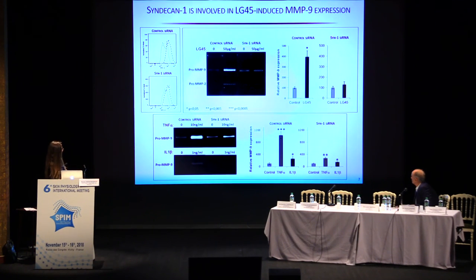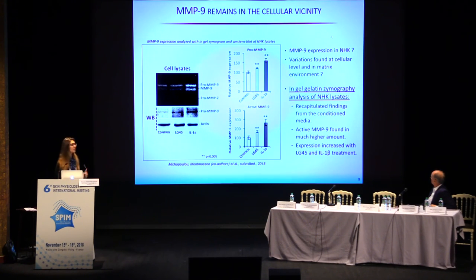Moreover, we saw that the same effect was observed with the treatment of TNF-alpha and IL-1 beta, which are two pro-migratory cytokines known to upregulate the MMP9 expression. So these results indicate that Syndecan-1 seems to be involved in the regulation of MMP9 expression, whatever the active molecule used is. Consequently, we wanted to understand how this mechanism is performed.